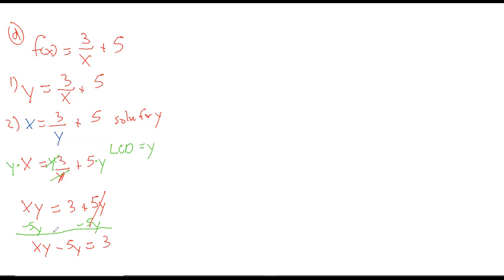Now, if these were like terms, we would have combined them. If this said 8y minus 5y, we'd have 3y, and it'd be pretty easy. But again, there's a y here and a y here, and they're not like terms. So the alternative is to take a GCF out, and that GCF should generally be the variable you're solving for.